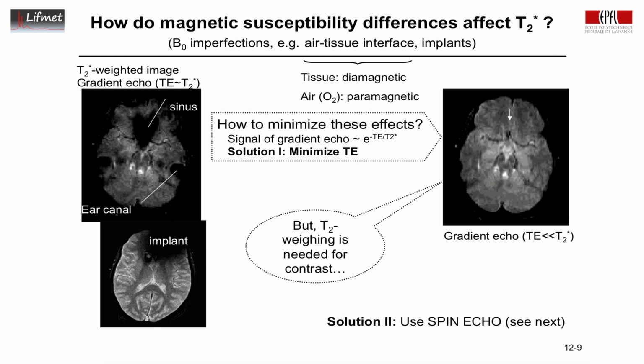And here comes the second solution that we will discuss now, and that is to use spin echo, which eliminates the effects of static field inhomogeneity. This is now coming up.